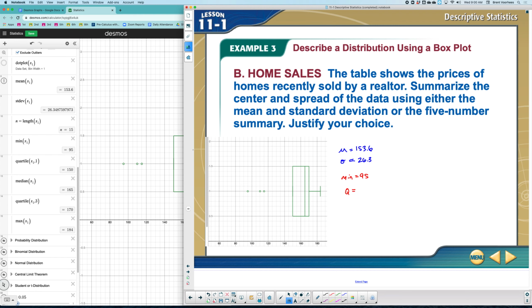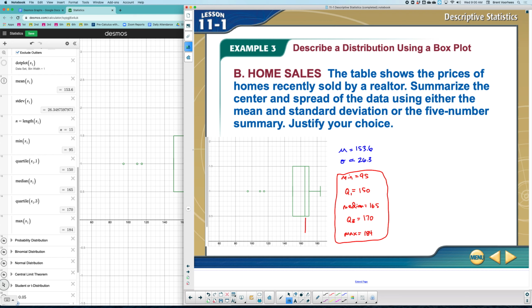Quartile 1, the first 25% of values fall 150 or less. The median value is 165. Quartile 3, the lowest 75% fall within 170 or lower, and the maximum is 184. Now this is what I would use. So the range of values are from 95 to 184, and the interquartile range is 150 to 170.